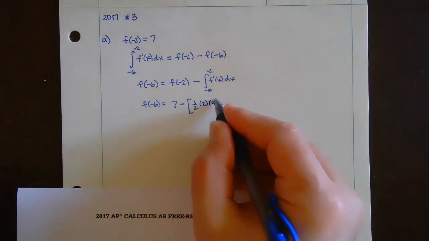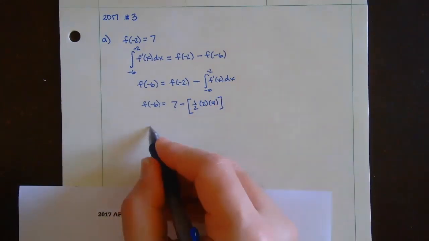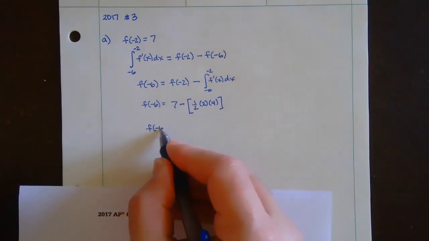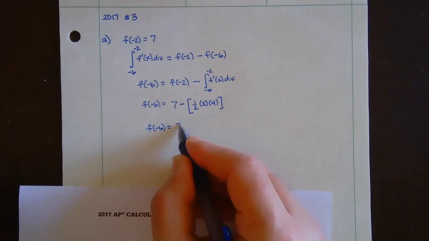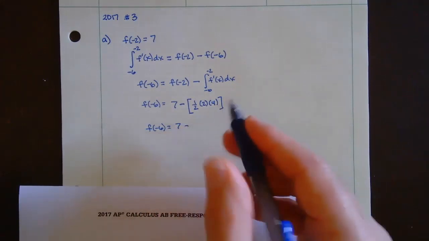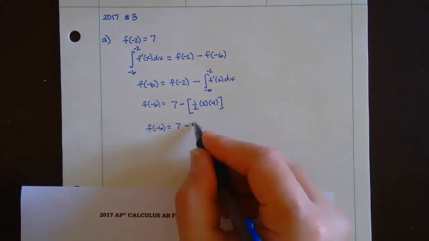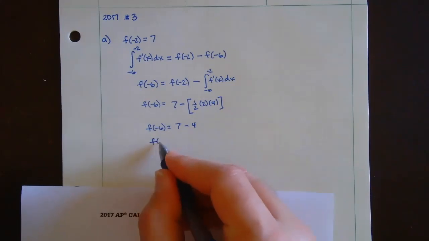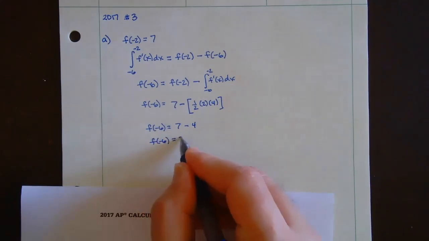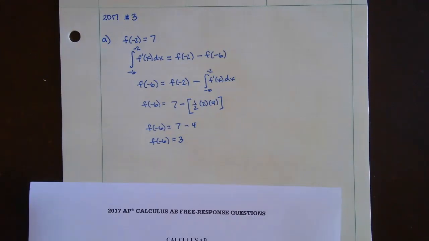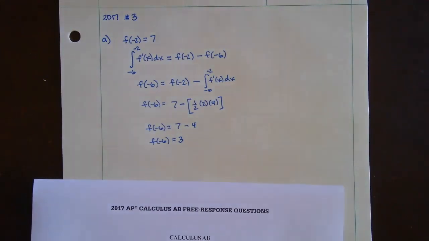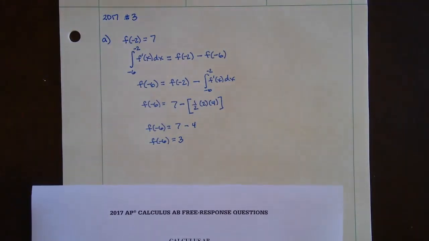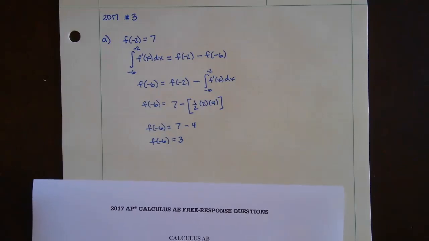2 times 4. So that means f of -6 would have to equal 7 and then minus, and this would just be minus 4. So f of -6 we now know is 3. And that's how you find f of -6. We're going to do something very similar with f of 5. Actually, f of 5 is a little bit easier, I think.